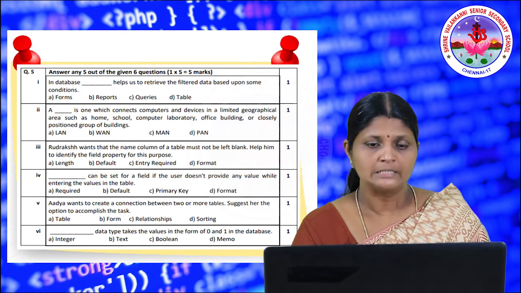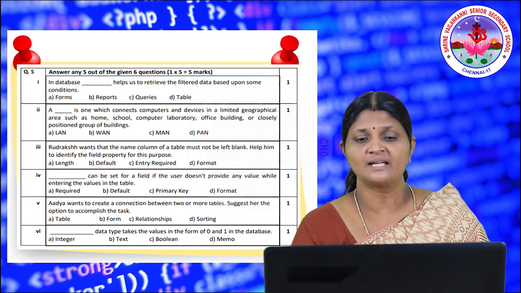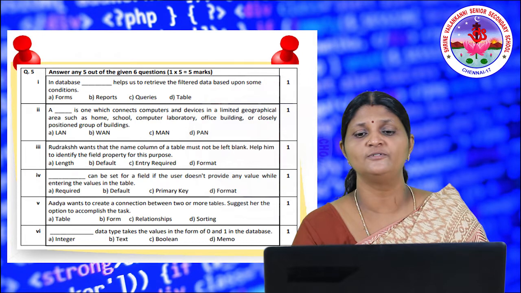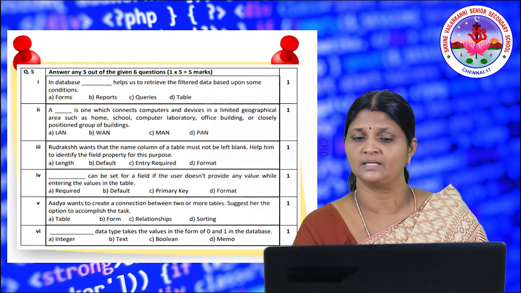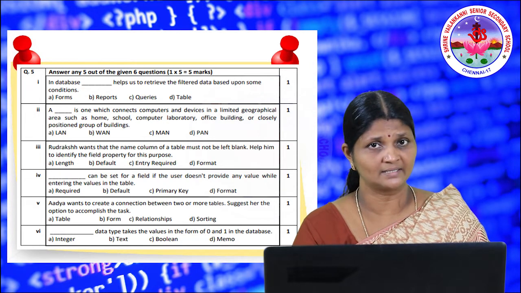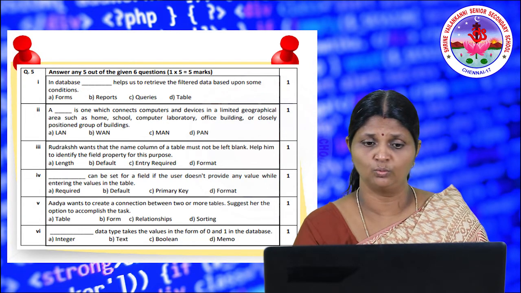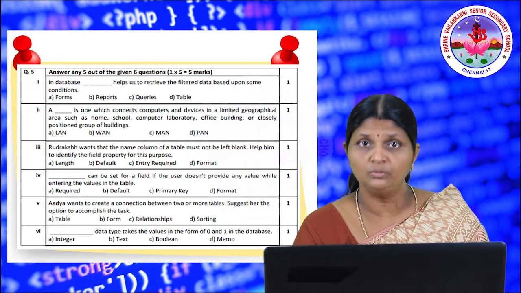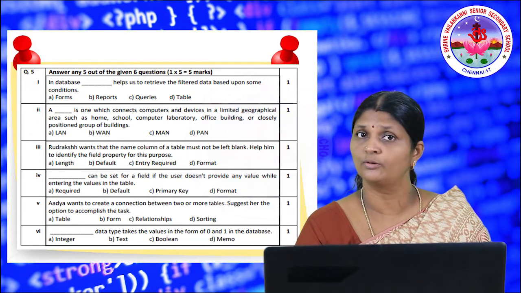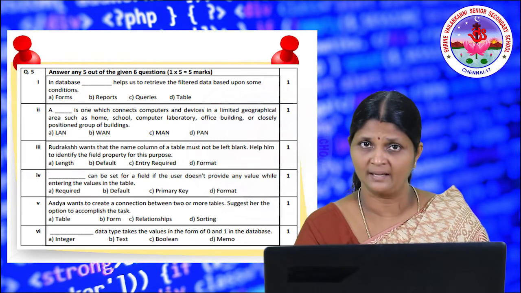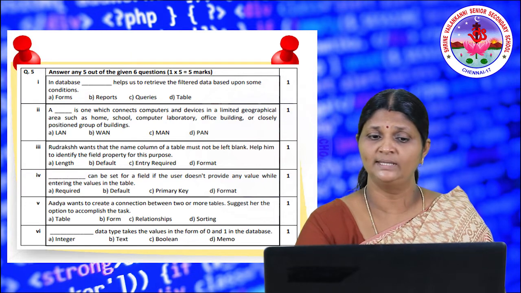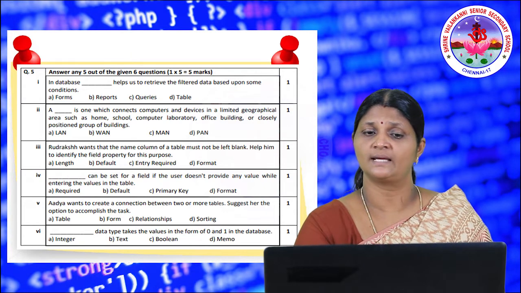Relationships. Sixth question. The dash data type takes the values in the form of zeros and ones in database. So what is it? Integer, text, Boolean, memo. What is it? Only Boolean, because only Boolean has true or false, that is 0 and 1. Yeah? Got it? So with this, we wind up this session.